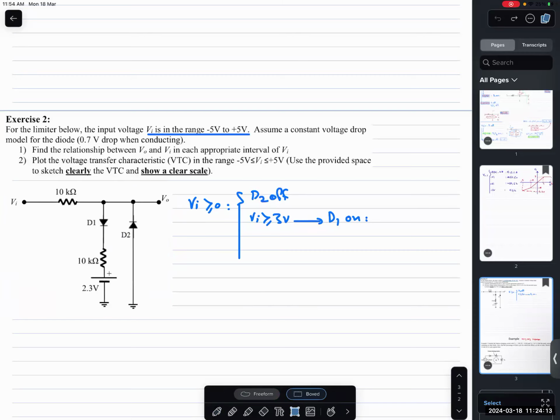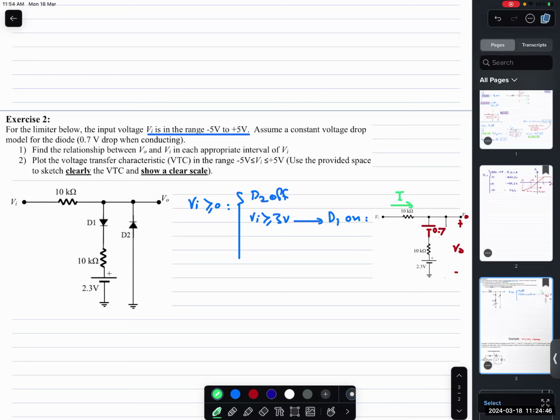D2 becomes off, so I will remove it, and D1 is on. In this case, the output voltage will not be okay. If you didn't have the resistor, it would be 0.7 plus 2.3, which is 3. But here, because of the resistor, you have to apply the KVL thing that I mentioned.